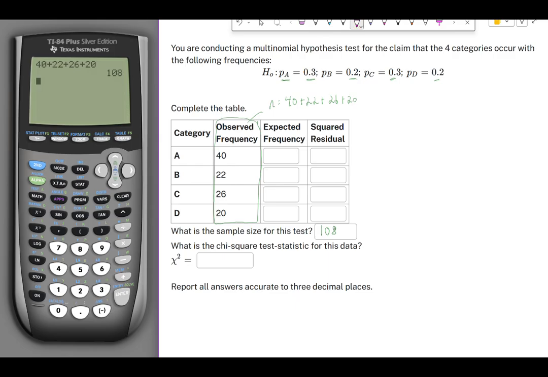The expected frequencies we will find by doing n times p for each cell or each entry. So for the first one, we'll have 108 times 0.3, which would be 32.4.